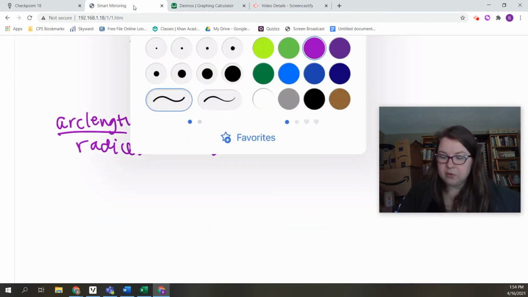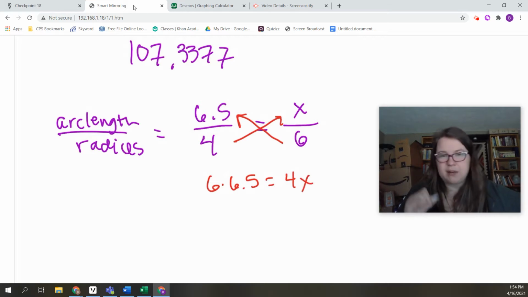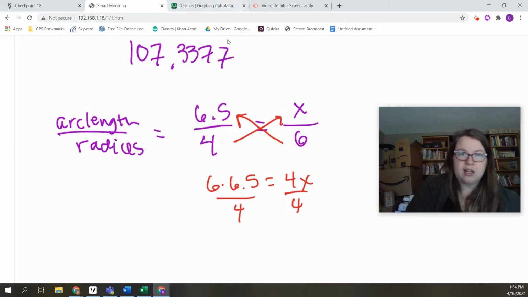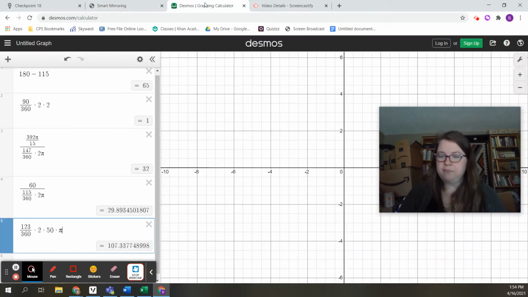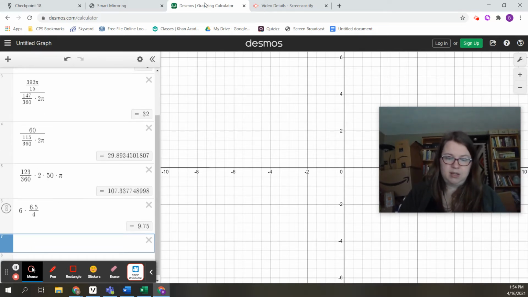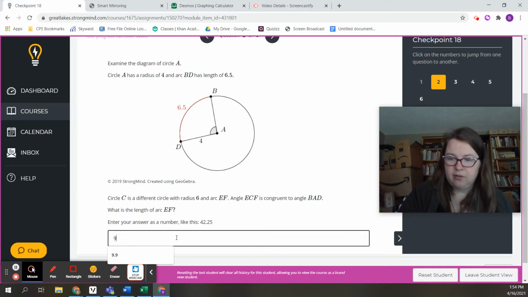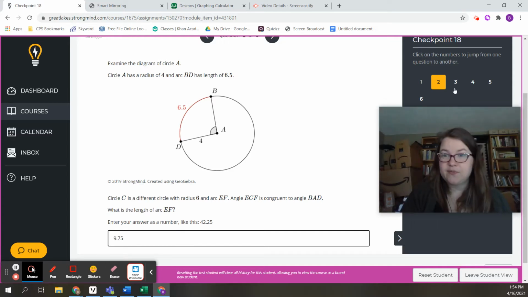I know that you can solve things when they are proportions using the cross product. So I would rather do it this way. So in fact, I'm going to do it a kind of a shortcut way, because I could do 6 multiplied by 6.5 is equal to 4x. I'm just going to do it this way. Then divide by 4, divide by 4. So in the calculator, I can do 6 multiplied by 6.5 divided by 4, and we get 9.75 is our x. So 9.75. There we go.